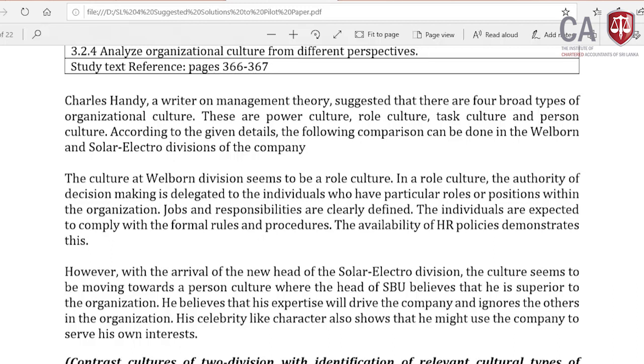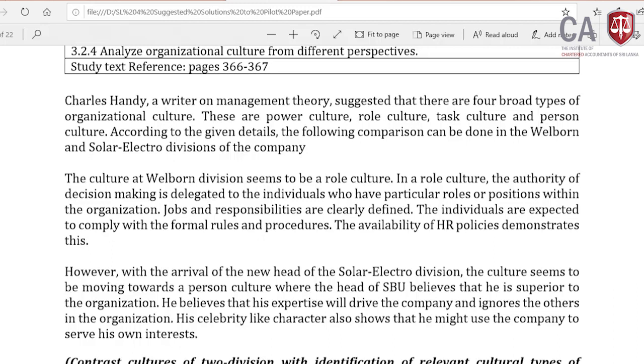Look at the first para given. Charles Handy, a writer on management theory, suggested that there are four broad types of organizational culture. These are power culture, role culture, task culture and person culture. According to the given detail, the following comparison can be done in the Well-born and Solar Electro divisions of the company. Talk about the four cultures. Then the second para, now we are trying to analyze the culture existing at the Well-born division. The culture at the Well-born division seems to be a role culture.